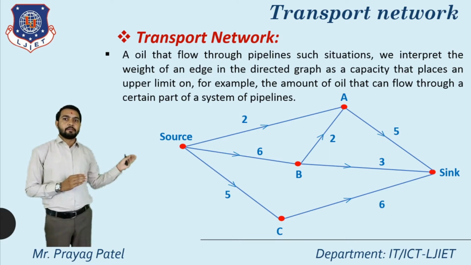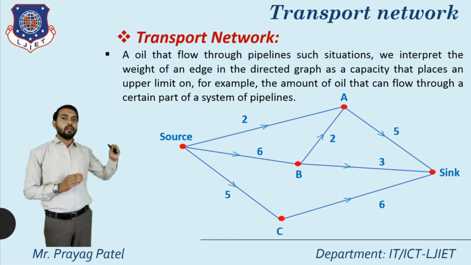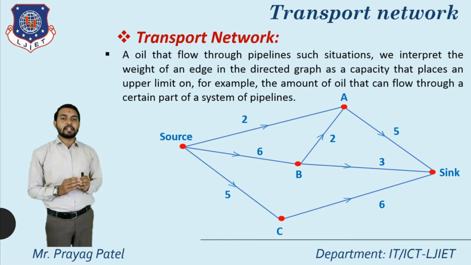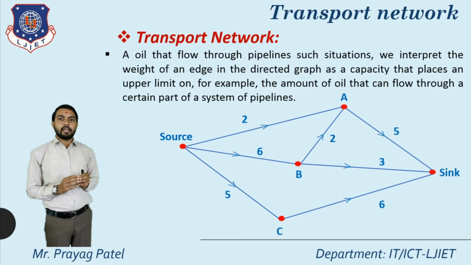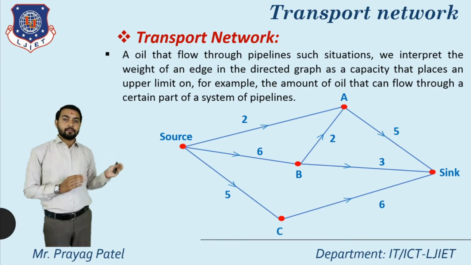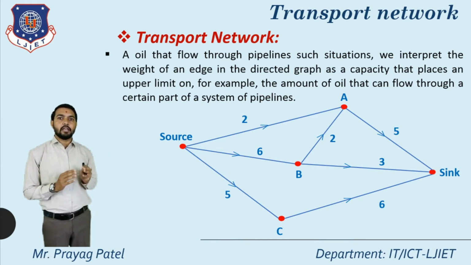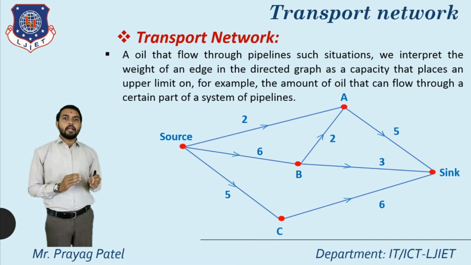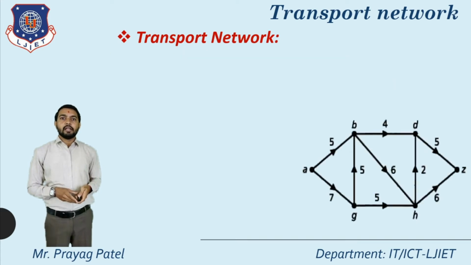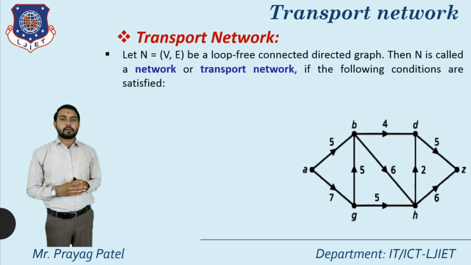Here we can consider the first node as the source, the last node as the destination node, that means the sink, and the remaining intermediate nodes as B and C. For each and every edge we represent the direction as well as the weight of each edge. For example, the amount of oil that can flow through a certain part of a system of pipelines is represented in this figure. Now here see the definition of the transport network.